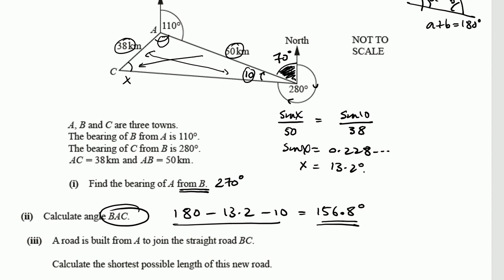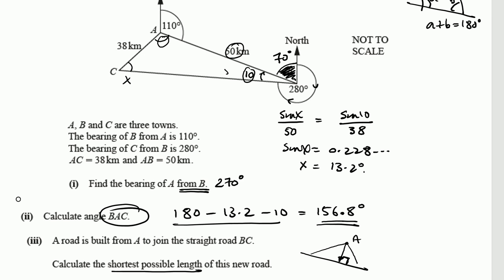A road is built from A to join the straight road BC. And I want the shortest possible length of this new road. Now, the shortest possible length of a line is one that meets at right angles. If I'm going from A to this road over here, and I want to take the shortest possible path, that's going to be the one that hits at 90 degrees. This is important because 90-degree angles mean we can work with right-angled triangles.